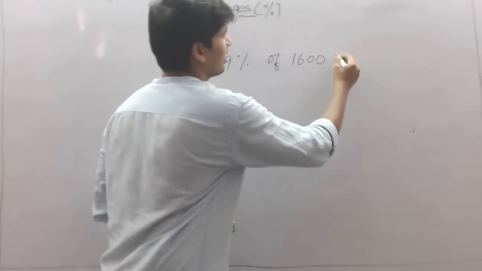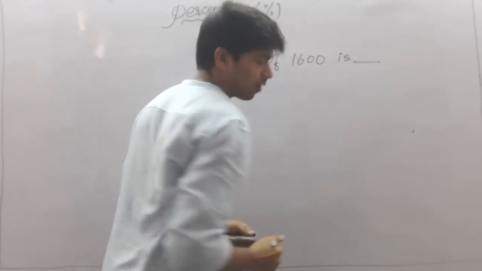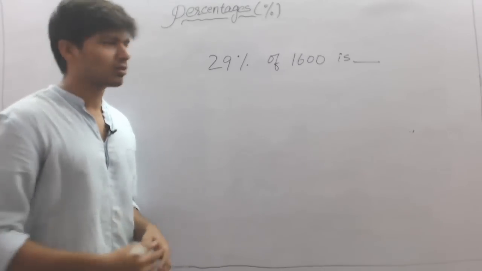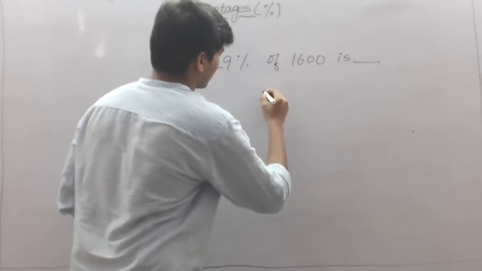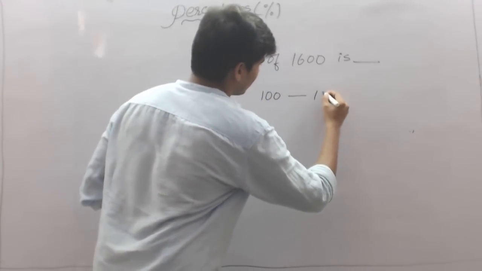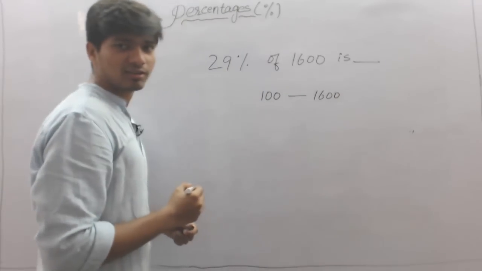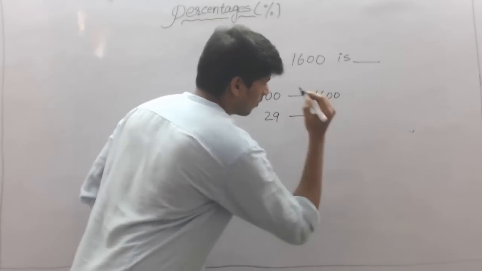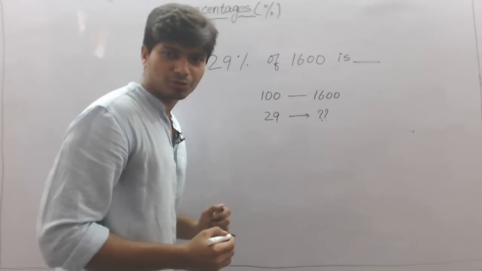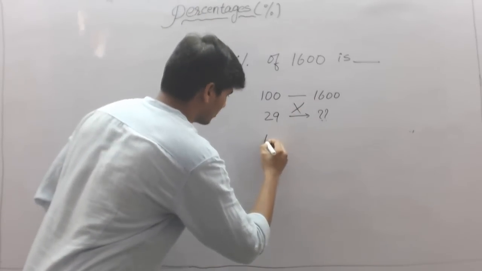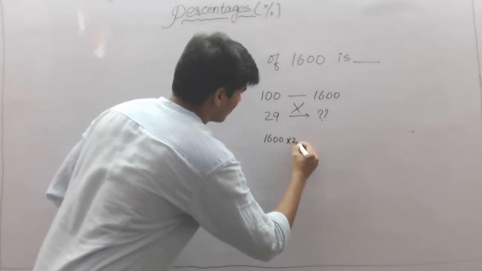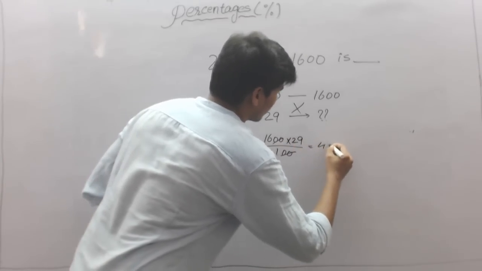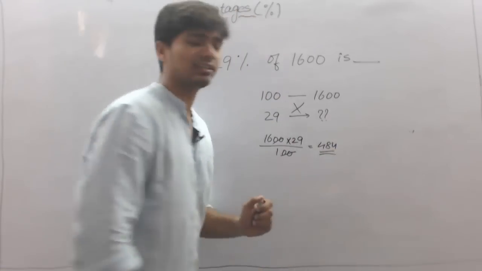29% of 1600 is dash. How are you going to find this out? By the unitary method: 100% is 1600, so now 29% is how much? That's what you are going to do. Cross multiply it: 1600 into 29 divided by 100, you get 464, isn't it?